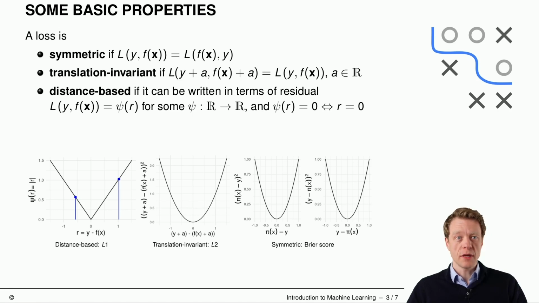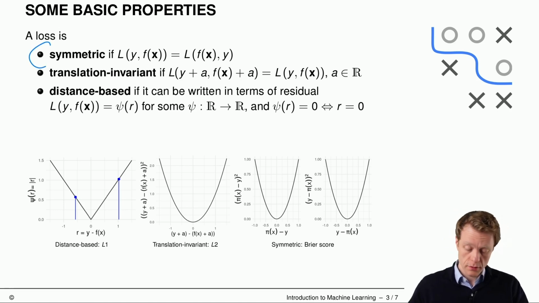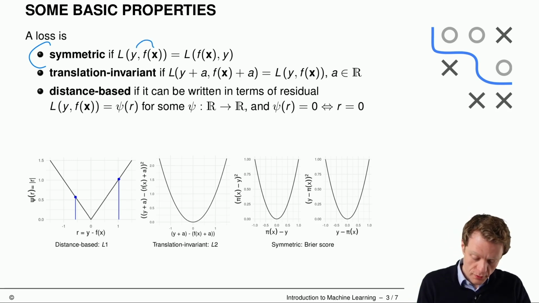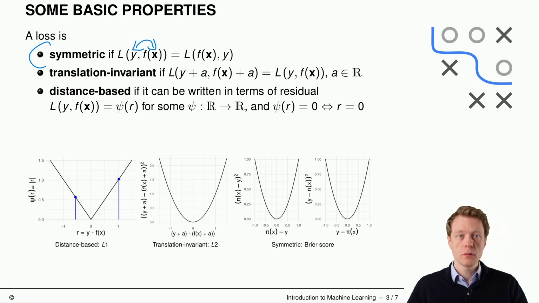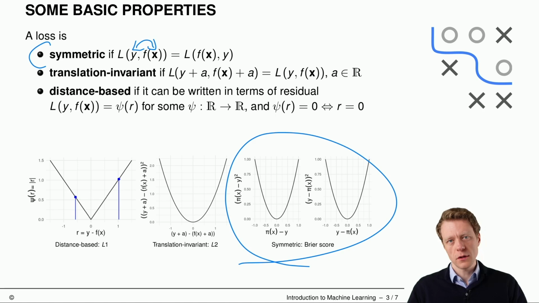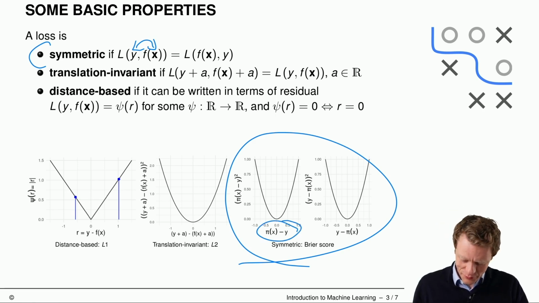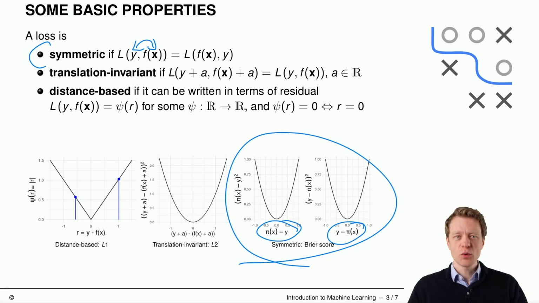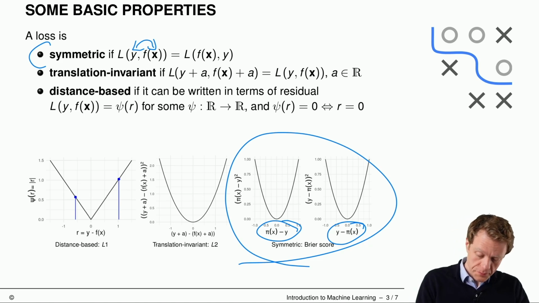Let's now speak about some basic properties. Symmetry is, I guess, more or less obvious. If the function L is symmetric in its arguments, then we can swap target and model, and the outcome is the same. For example, here we have the Brier score, which is symmetric. It's also a function of, well, it's not really the residual, but the difference between prediction and target. But we can just switch those two and nothing interesting happens there.